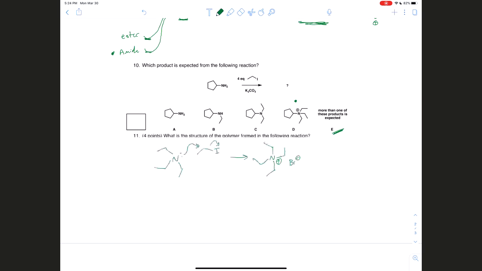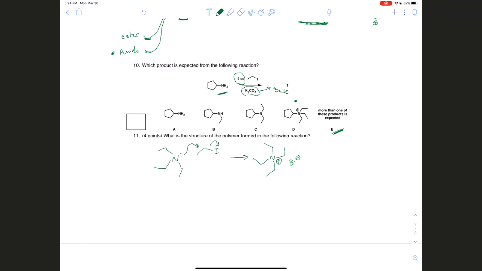Oh, you were wondering which compounds will form? Wouldn't only D form? Isn't it so reactive it'd go all the way till the end? Yeah. So in this case, we have 4 equivalents of the iodide versus only 1 of the amine. And we have potassium carbonate. This acts as a base. So it'll always be there to take protons away.